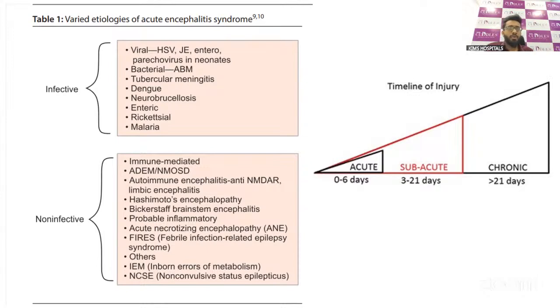So these are inborn errors of metabolism wherein there's an intercurrent febrile illness, and suddenly they decompensate and present with encephalopathy or seizures. When this episodic decompensation is happening in the background of global developmental delay and consanguinity, start thinking of inborn errors of metabolism if the child is less than 2 years. So these are all the varied etiologies of acute encephalitis syndrome you need to think of when the child comes to you with this history.